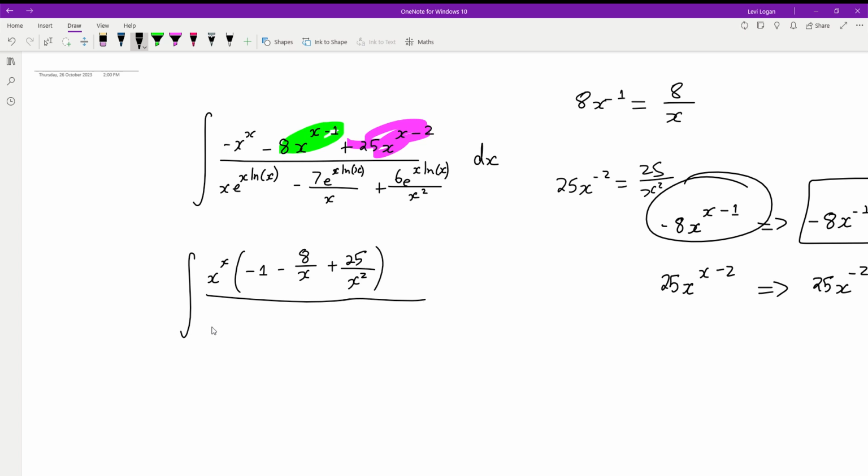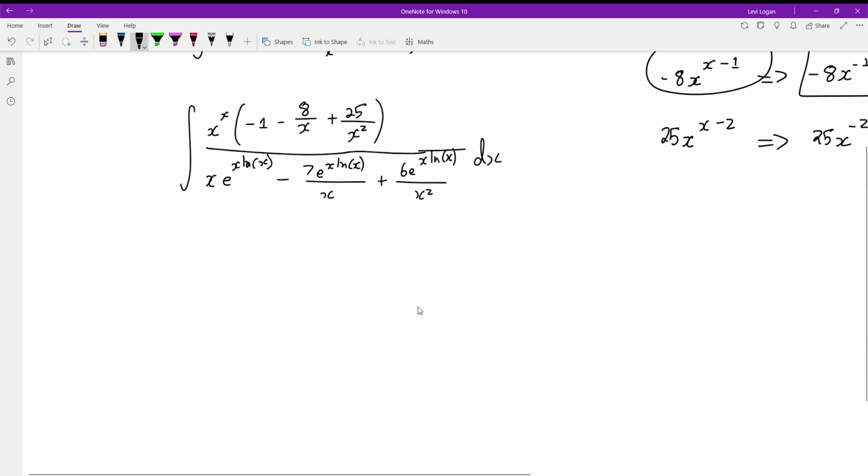And that's all we're doing on the top of our integral. Now, we're not even integrating yet. We're just going to slowly break down our little thing we have here. Now, there's an e there, e to the x log of x, minus 7 e to the x log of x, all on x, plus 6 e to the x log of x, all on x squared dx.